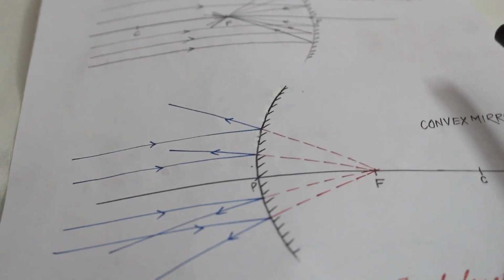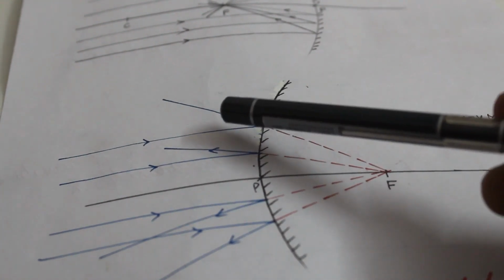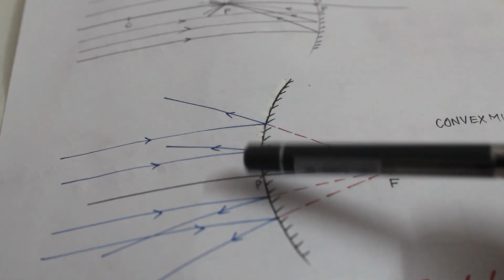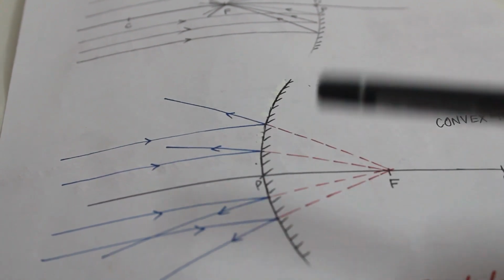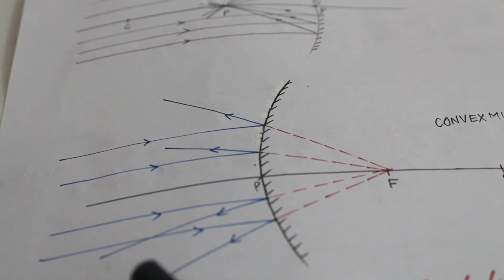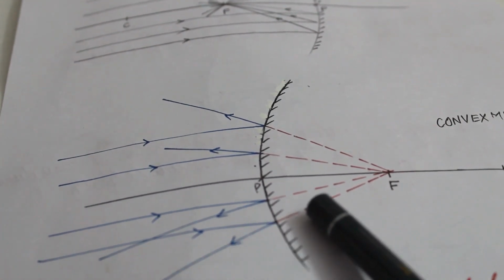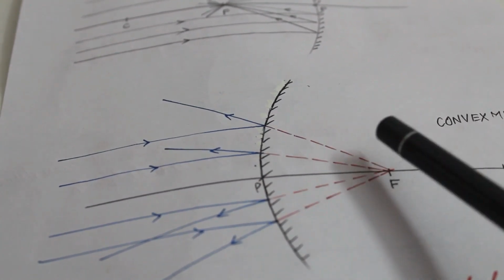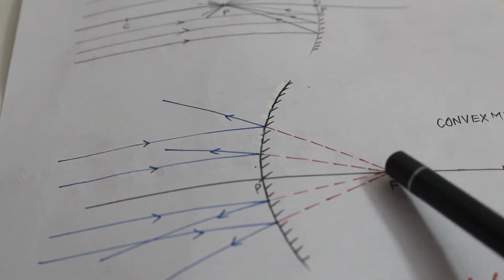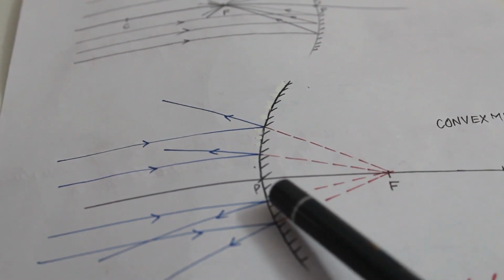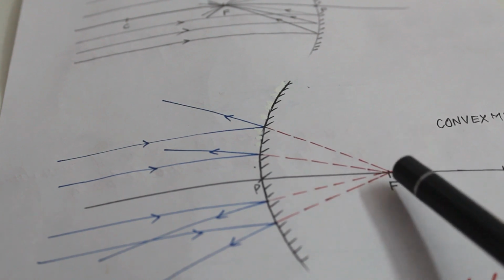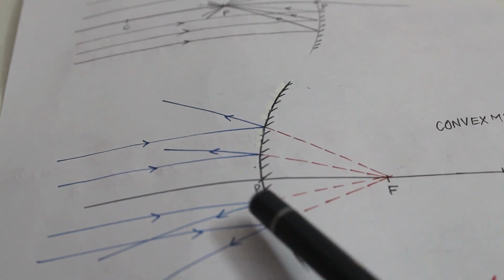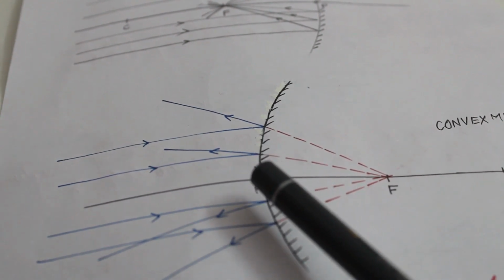As you can see clearly, the reflected rays are not meeting at a point, but they are moving away from each other. This is because a convex mirror is diverging in nature. But what if we produce the reflected rays? Then we can see that all the reflected rays appear to meet at a point, or they appear as if they have started from point F. So we can say that an image will be formed at F, but the nature of the image will be virtual since the reflected rays are not actually meeting at a point.